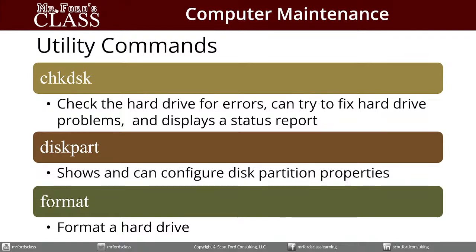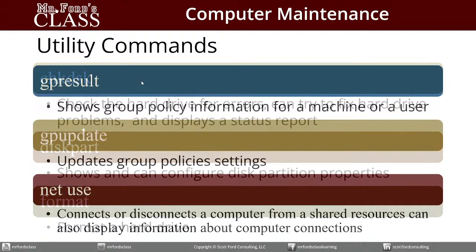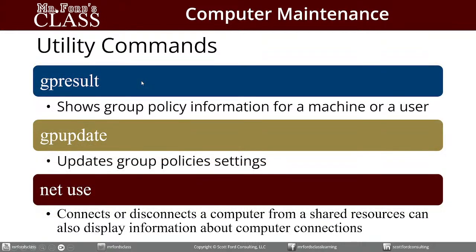We have check disk. Check disk is going to check the hard drives for errors. It can also try to fix the hard drive problems and display a status report. Diskpart shows and can configure disk partitions. Format will format the hard drive. GPResult shows group policy information for a machine or a user. All of these are on the exam or could be on the exam.